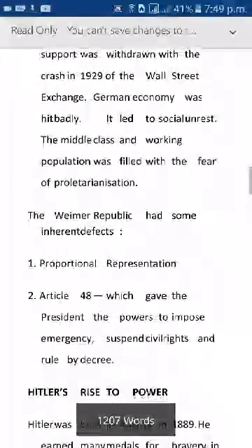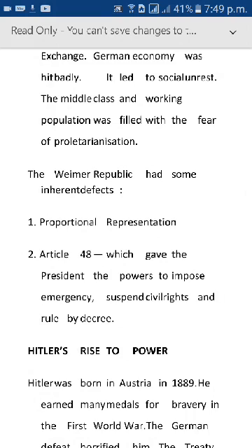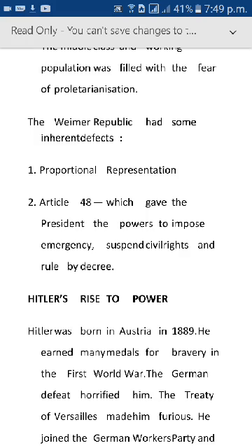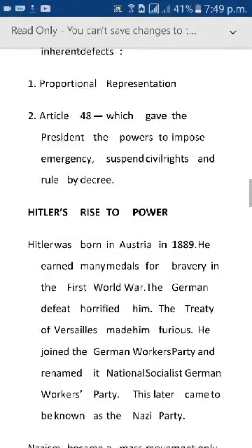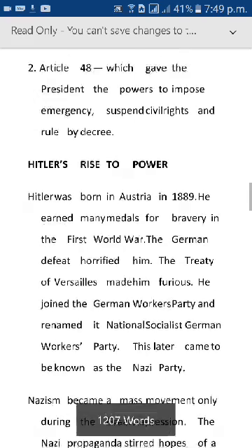The middle class and working population were filled with fear of proletarianization. Then the Weimar Republic had some inherent defects. Proportional representation, and Article 48, which gave the president the power to impose emergency, suspend civil rights, and rule by decree.